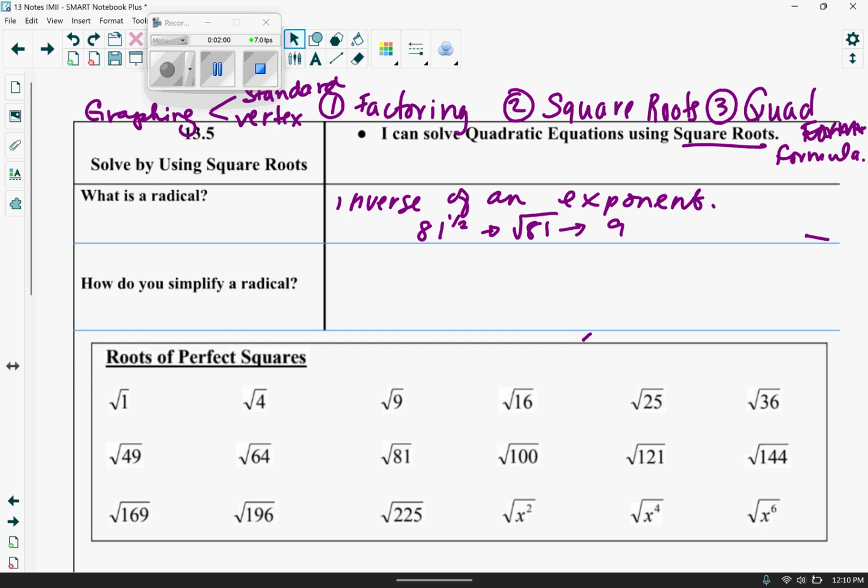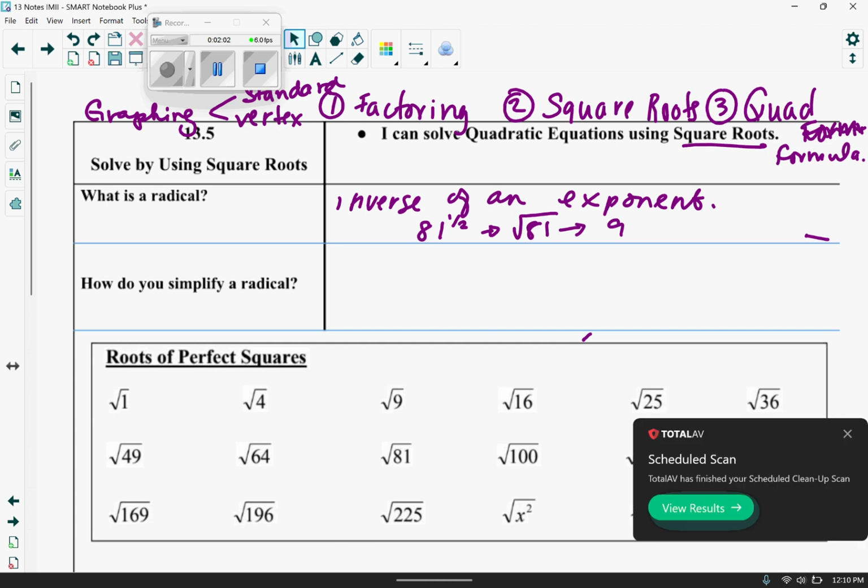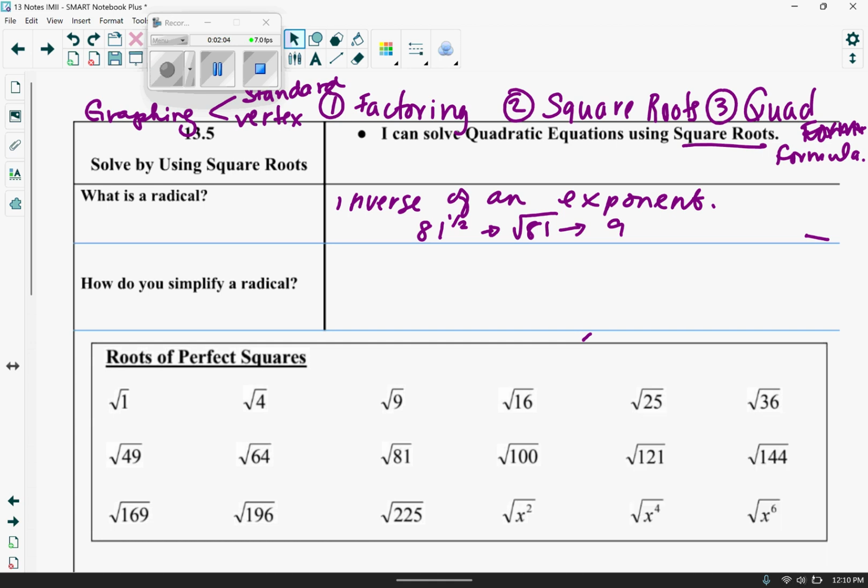But when we solve, we have to show all possible. So when I solve and I show all possible, it's going to be like x squared equaled 81. And we're going to square root both sides to get rid of that square. And then we're going to get x is equal to plus or minus 9.